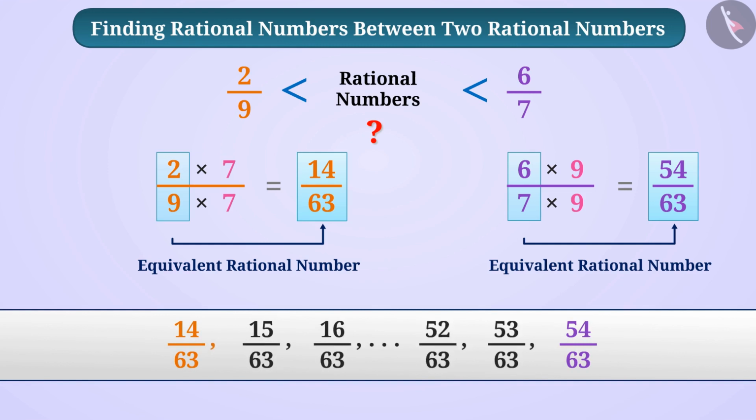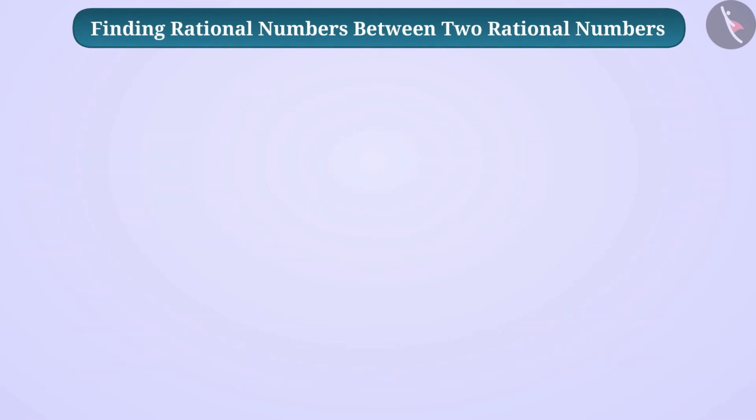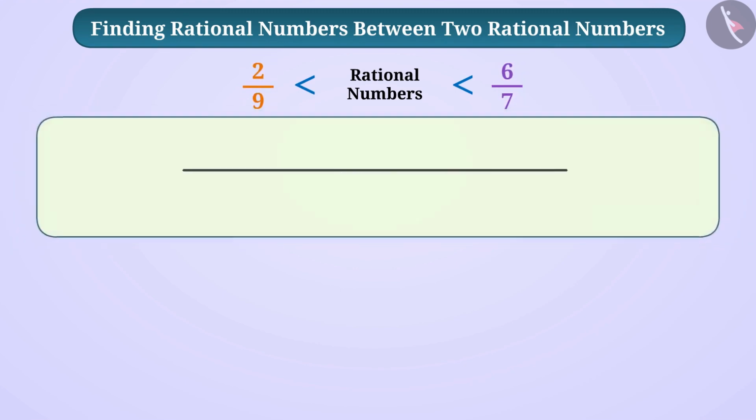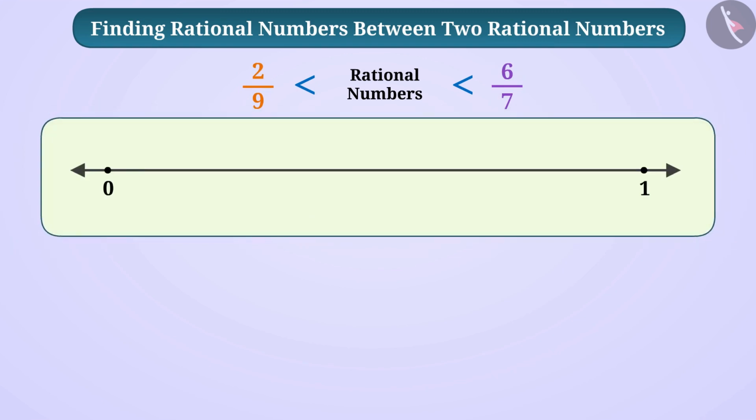Now, let's learn another interesting method of finding rational numbers between two rational numbers. We will understand this by finding rational numbers between 2 by 9 and 6 by 7. First, we will represent these rational numbers on the number line. On the number line, dividing the distance between 0 to 1 into 9 equal parts, we can show the number 2 by 9 by taking 2 of these parts. Similarly, we can divide the distance between 0 and 1 into 7 equal parts and take 6 of these to represent the number 6 by 7.